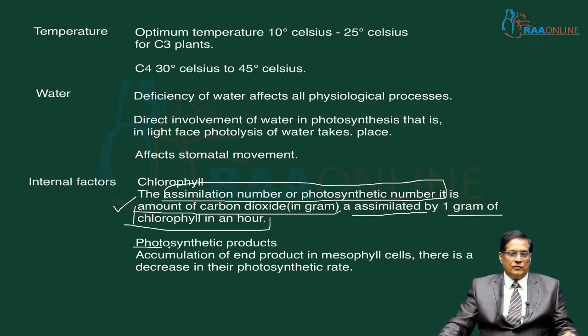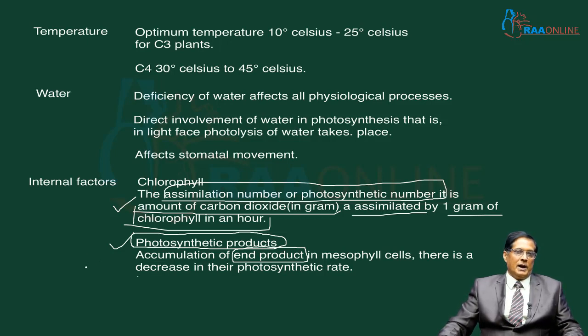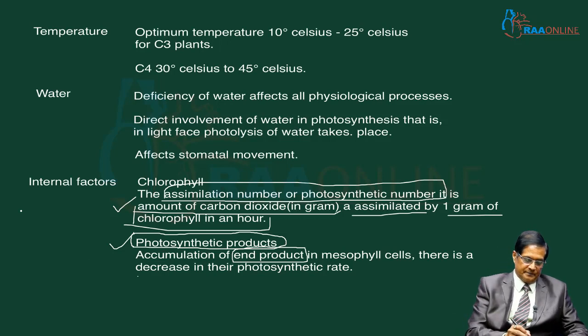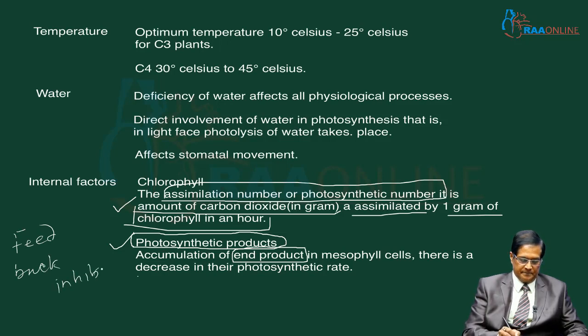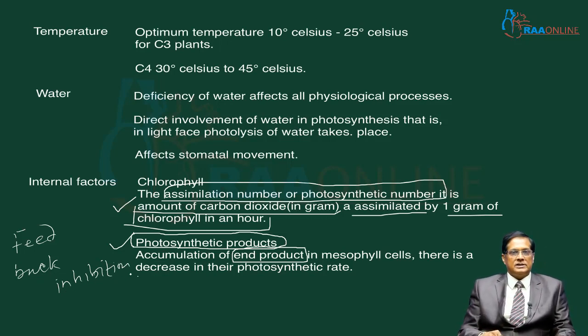And the last one, photosynthetic products. The Calvin cycle is an enzyme operated, enzyme governed process. If end product accumulates, the rate declines. This is feedback inhibition. That's all for photosynthesis.